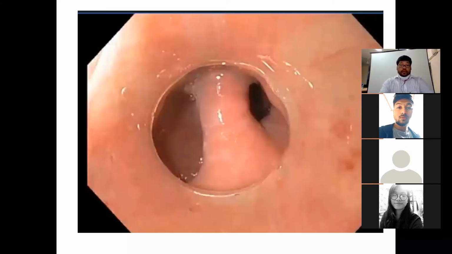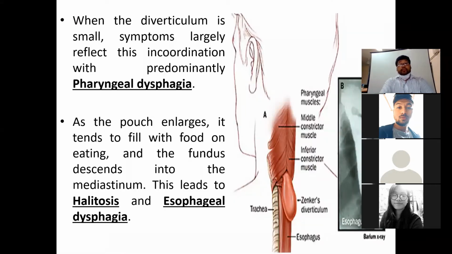So this is the endoscopic view. This is the lumen of the esophagus, and this is the pouch where we can see fluid is getting pent up, and this is the septum. When the diverticulum is small, symptoms largely reflect this incoordination with predominantly pharyngeal dysphagia.